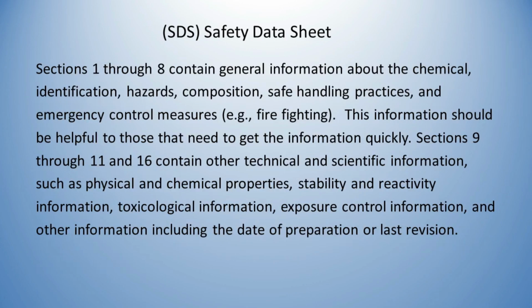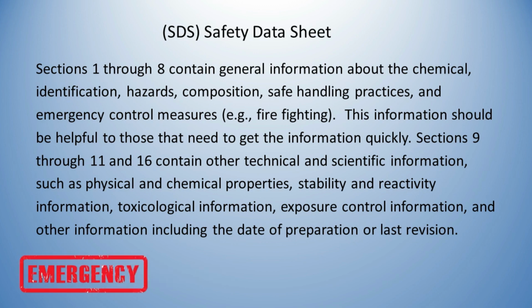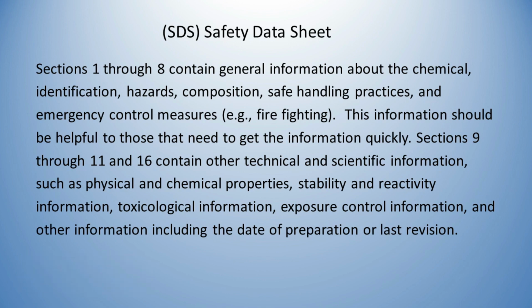SDS, Safety Data Sheet. Sections 1 through 8 contain general information about the chemical identification, hazards, composition, safe handling practices, and emergency control measures, e.g. firefighting. This information should be helpful to those that need to get the information quickly. Sections 9 through 11 and 16 contain other technical and scientific information, such as physical and chemical properties, stability and reactivity information, toxicological information, exposure control information, and other information including the data preparation or last revision.